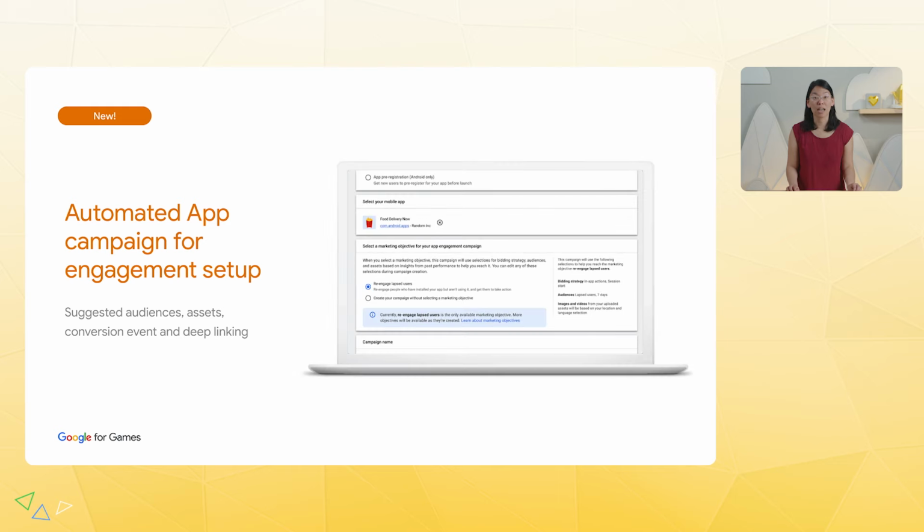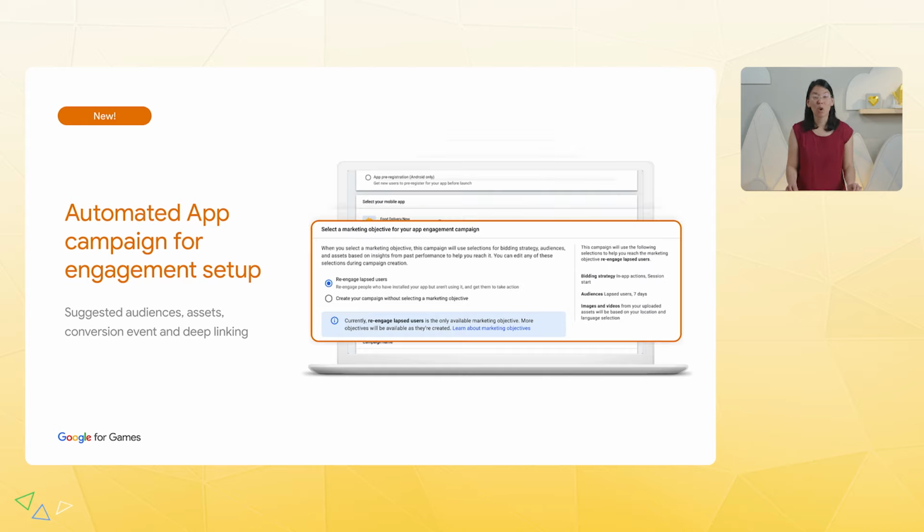We're making it easier to set up app campaigns for engagement by automating campaign setup based on your re-engagement goals. For example, given the goal of re-engaging lapsed users, automated app campaign for engagement setup can help to suggest audiences, image and video assets, as well as a conversion event for bidding. In addition, deep linking, otherwise known as the destination URL that takes people from an ad to a specific page in-app, will also be automatically suggested. Automated ACE setup is currently in beta and will be generally available in the next few months.